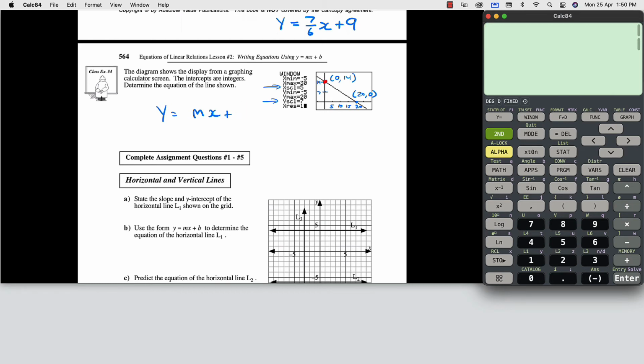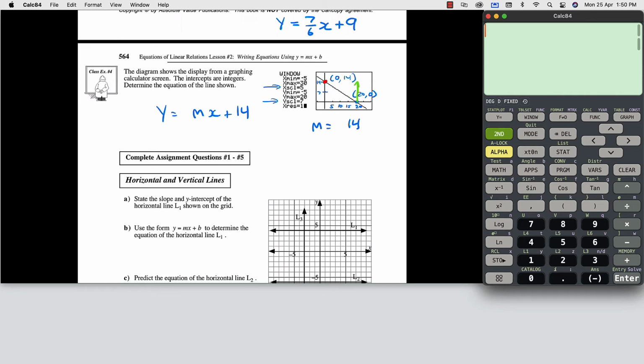So I can take that b and replace it with a 14. Now what about the slope? Well, slope, how did I get from this point down here on the x-intercept up to the y-intercept? Well, I went up 14, so the change in y was going to be a positive 14, going this direction.